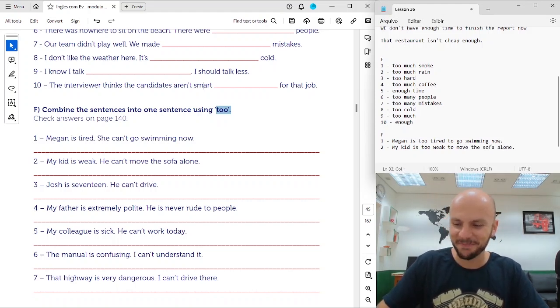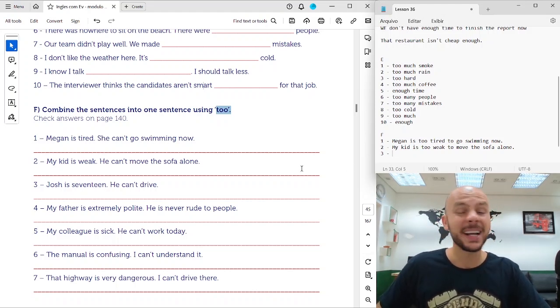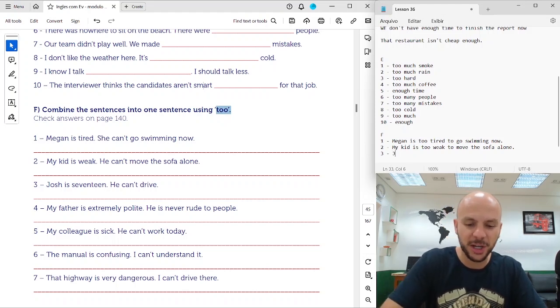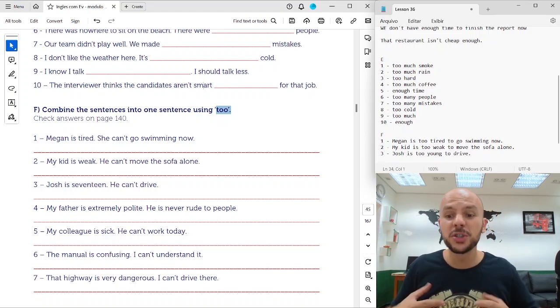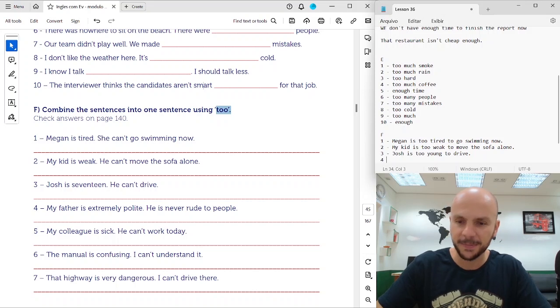Okay? 3. Josh is 17. He can't drive. So too. So Josh is too young to drive. He can't drive. Okay? He's too young.